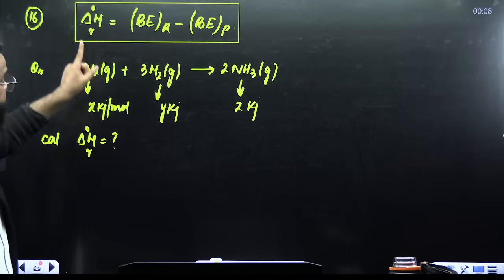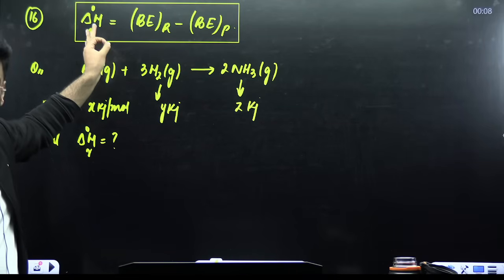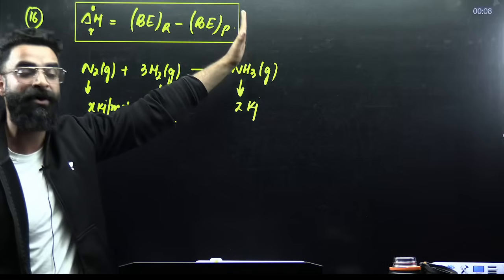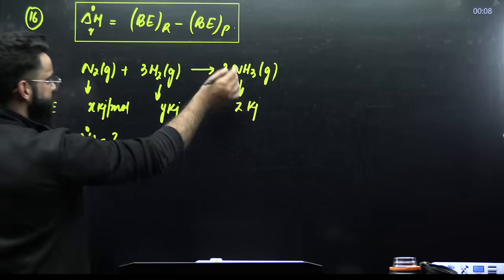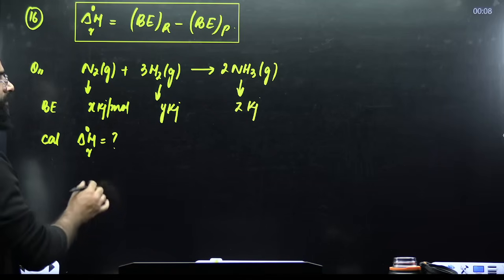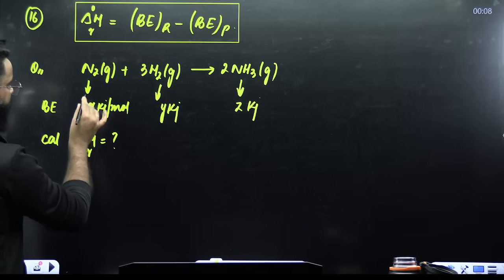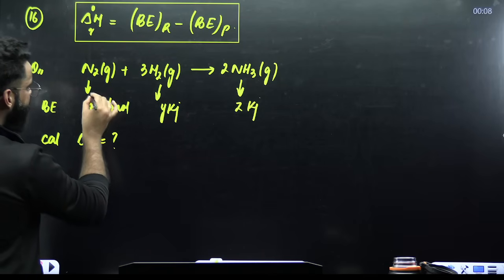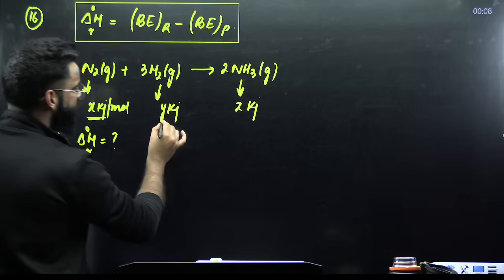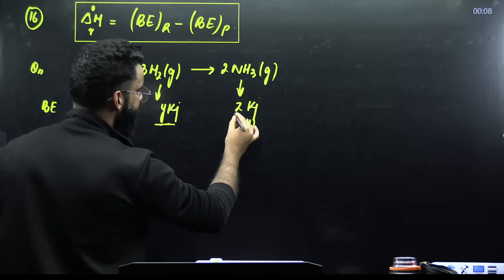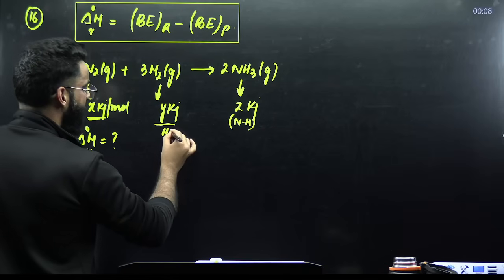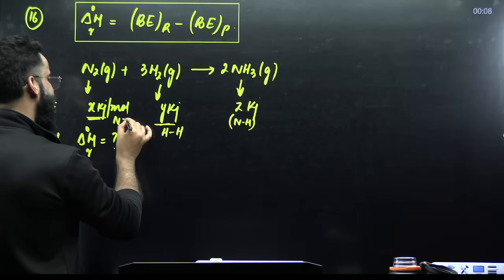Similarly, they can ask you the question, enthalpy of reaction, it is also equal to bond energy of reactants minus bond energy of products. For example, this is the question. Bond energy of N triple bond N is given. Bond energy of H single bond H is given. And bond energy of NH bond is also given. This is the bond energy of NH bond. This is the bond energy of HH bond. This is the bond energy of N triple bond N.